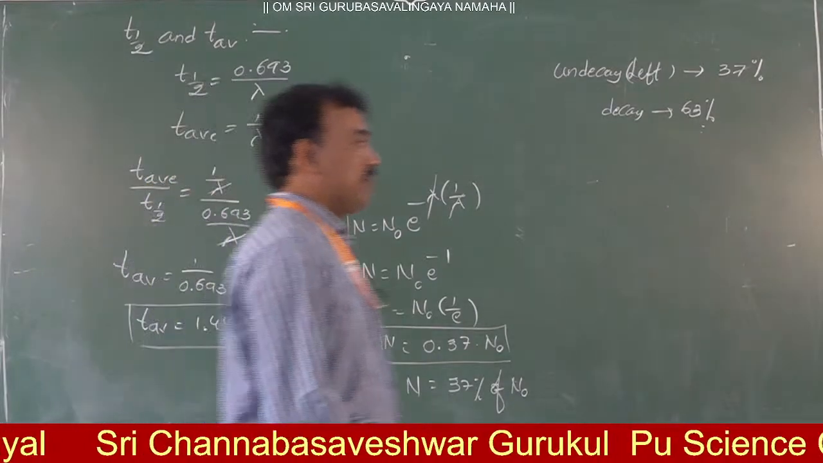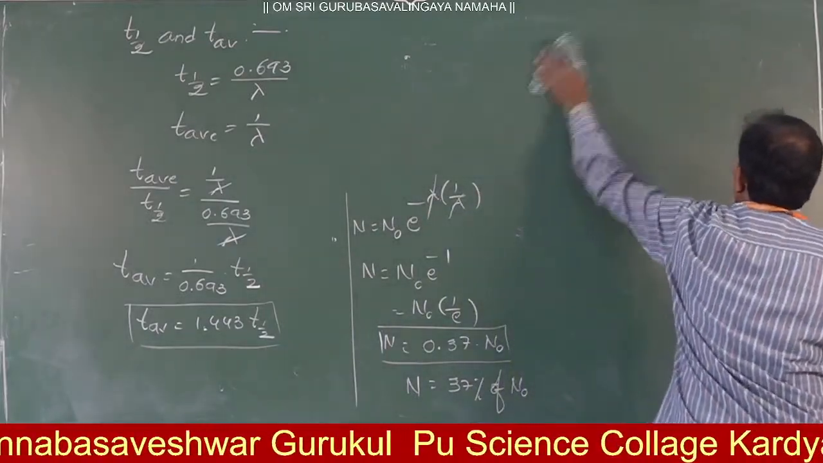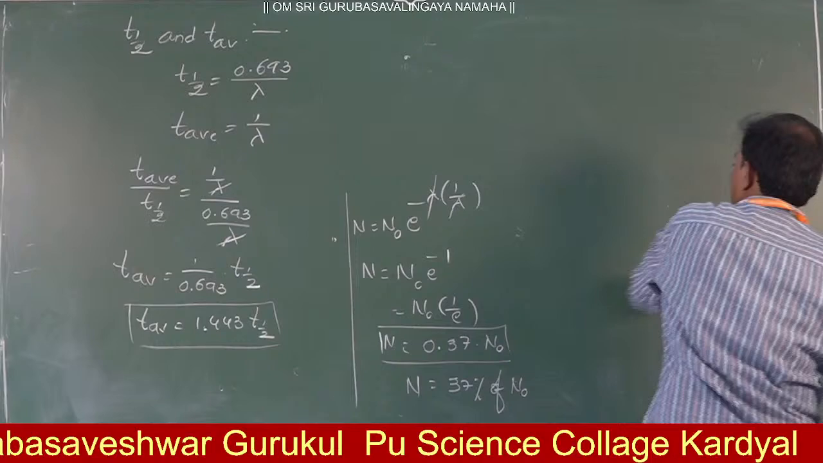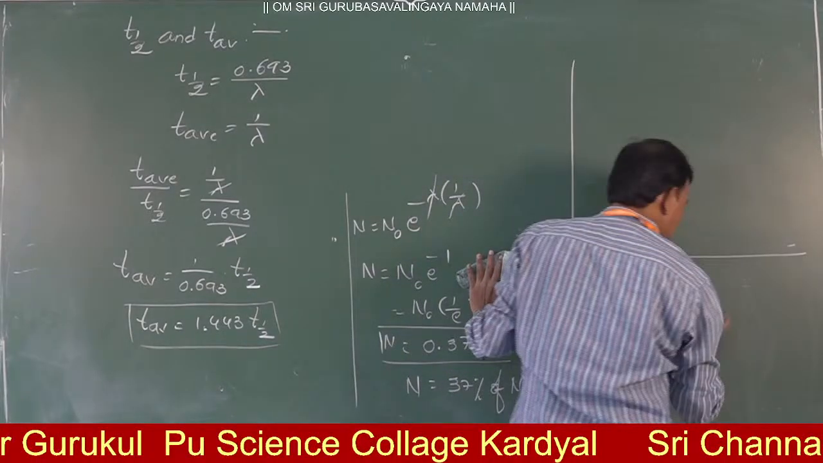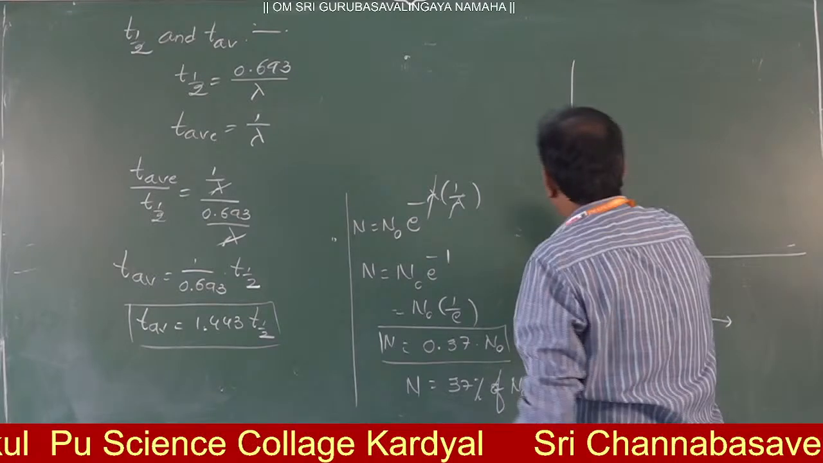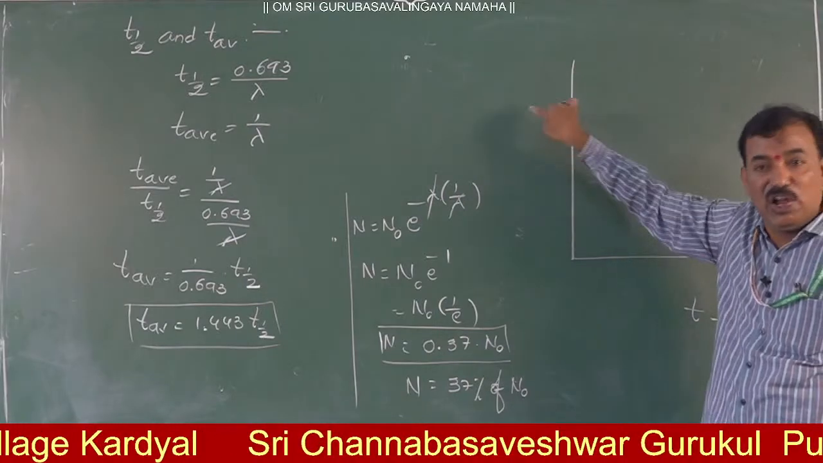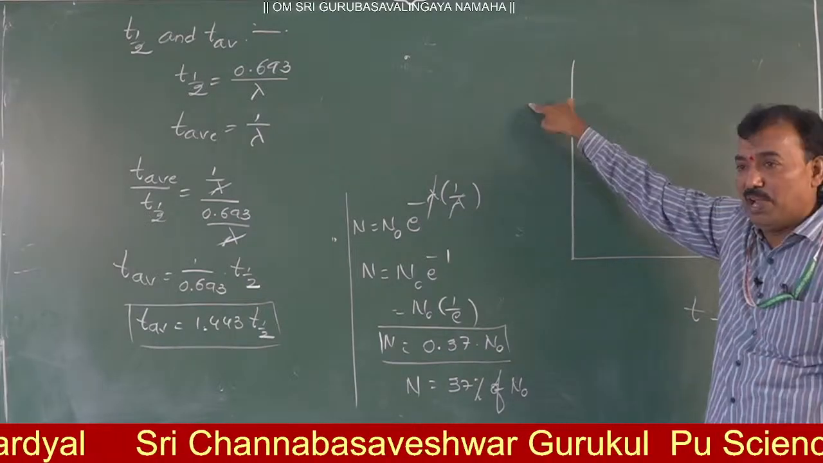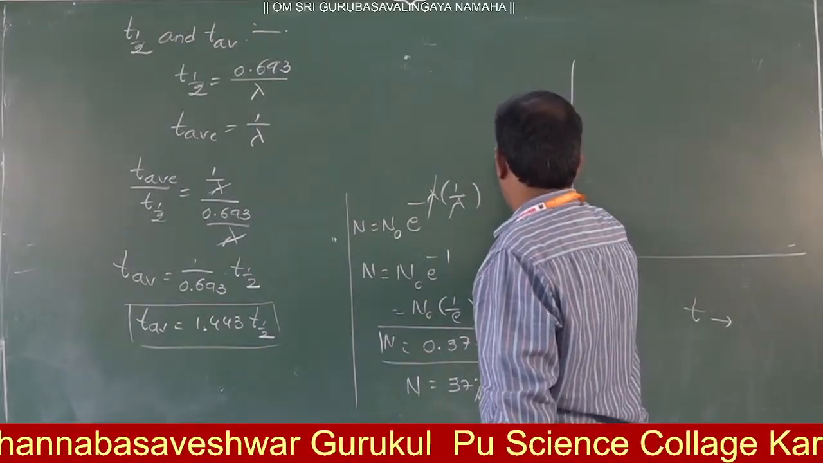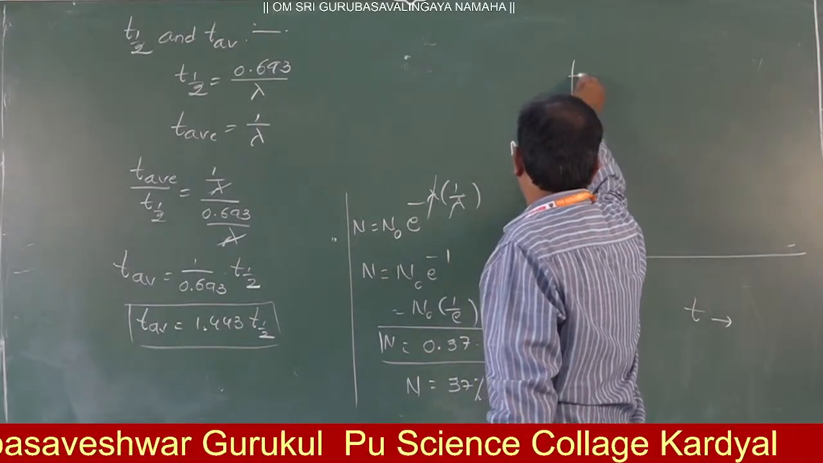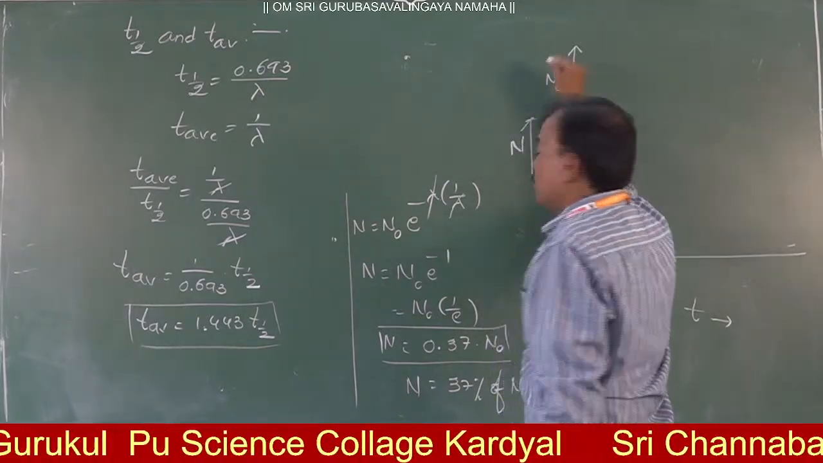Okay, next, according to this graph, the graph is the same as the previous graph. The time value is taken on the x-axis. Next, the number of nuclei undecayed, the number of nuclei left, is taken on the y-axis. So simply this is N, and N is taken on the y-axis. Initially, the number of nuclei is N naught.